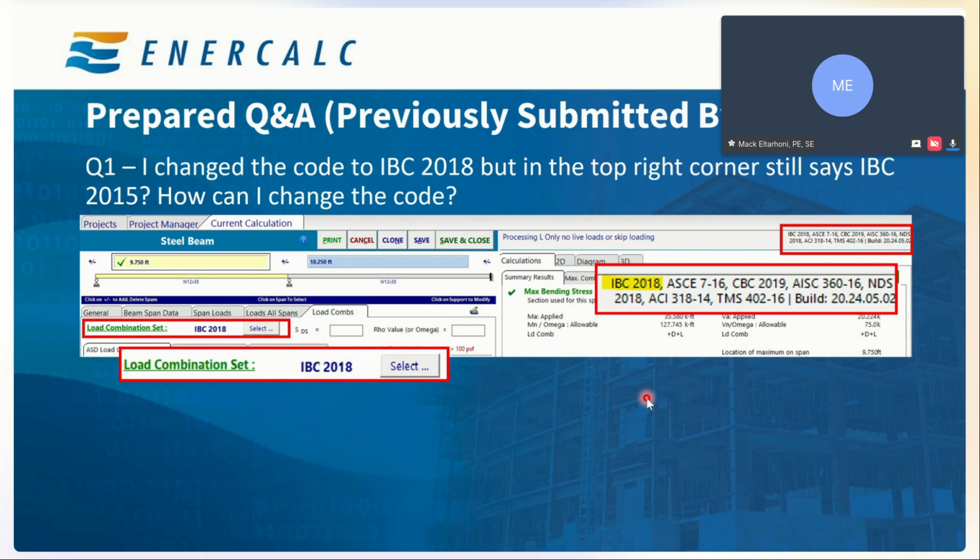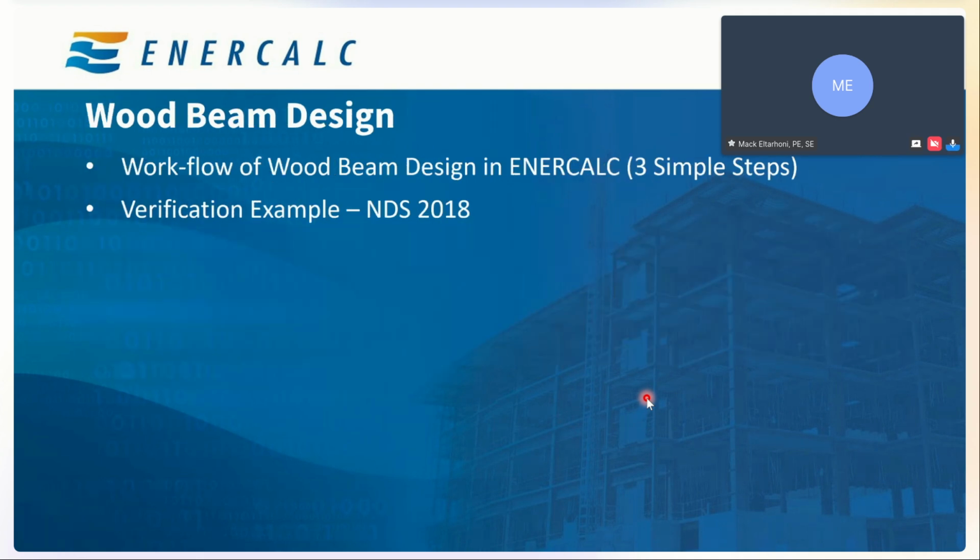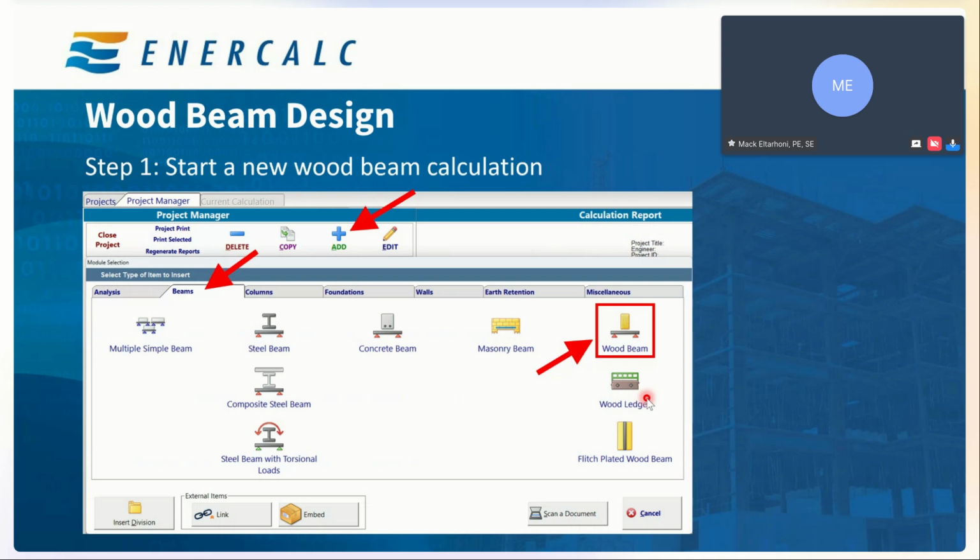The next portion of our presentation is talking about wood beam design. So we're going to go through a little bit of a workflow of wood beam design in ENERCALC, and that would be done in 3 simple steps. And then we will have a simple verification example following the NDS 2018 to make sure that we're all in agreement. The first step is to start a new calculation by clicking on the Add button, then the Beams tab, and then you click on Wood Beams. It's the same step for every calculation you're about to start in ENERCALC.